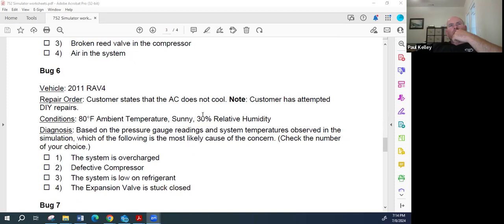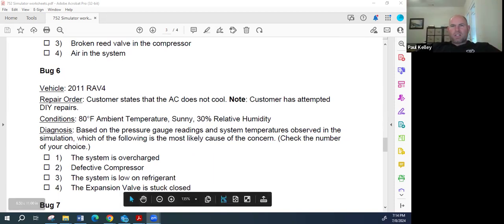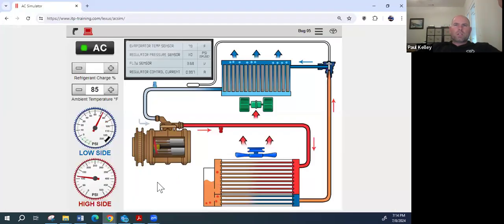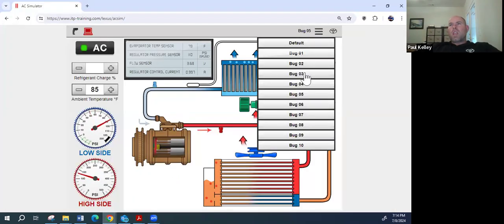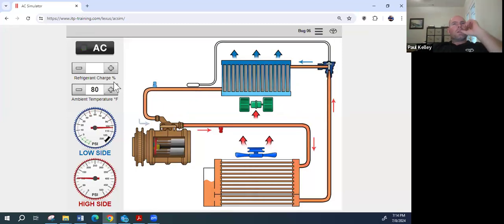Customer states, it's a nice RAV4, AC does not cool. Note, customer has attempted DIY repairs. Yeah, you know the crappy thing is, most of the time the customers aren't going to tell you that. But hey, that was great input. Props to the service advisor. Nice job. Okay, here we go.